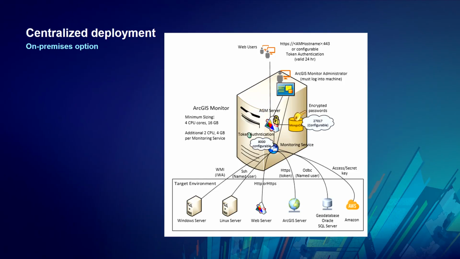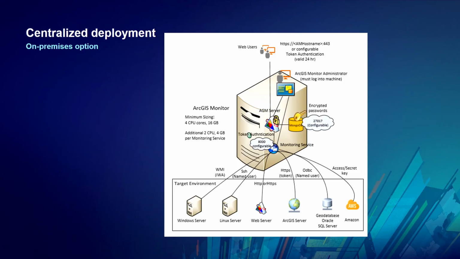With 4 CPUs and 16 gigs, you can monitor a lot of things. And there are some factors, like the intervals. If you choose to monitor aggressively, like every minute, you might need more resources. But ArcGIS Monitor really does not require a lot of resources to monitor your enterprise. So you allocate this one machine, and then notice that we have a monitoring service.